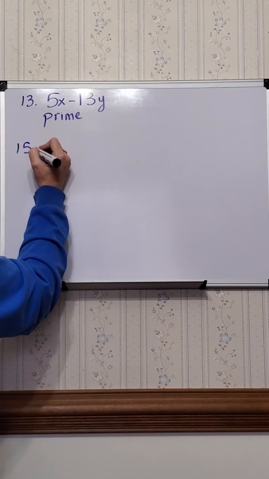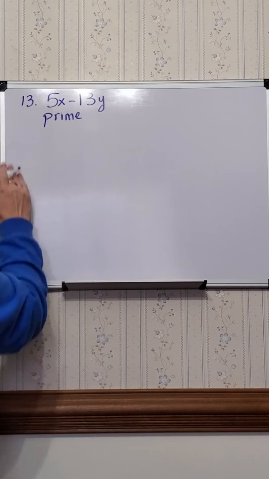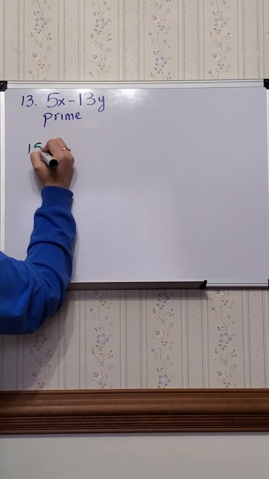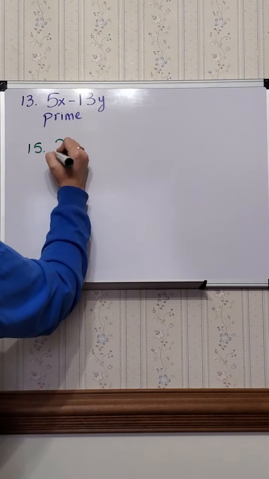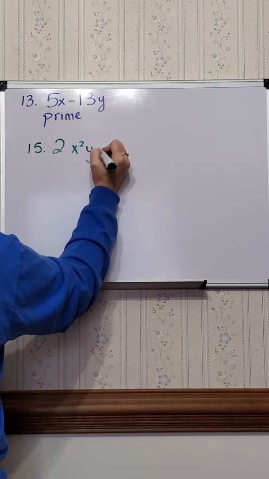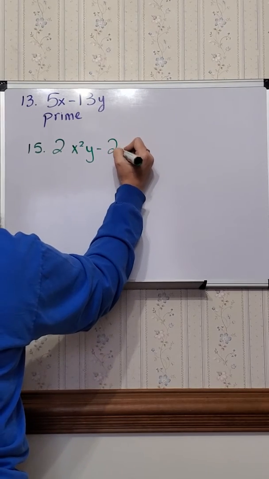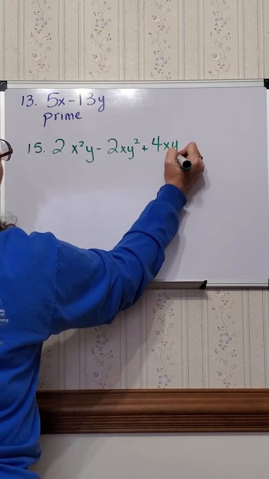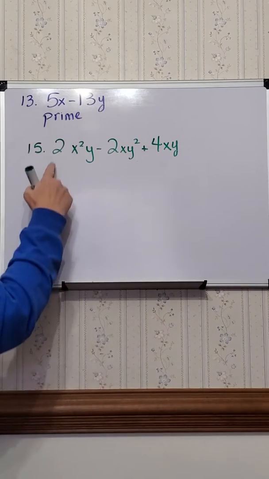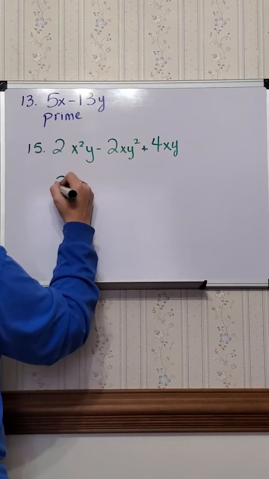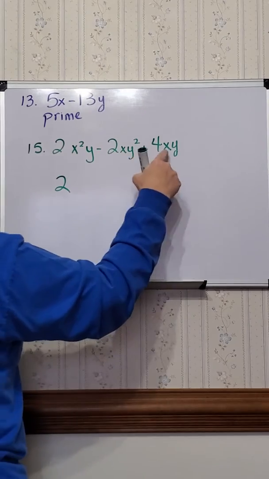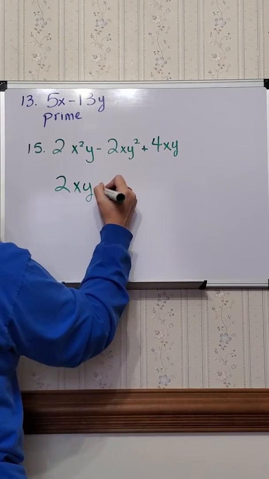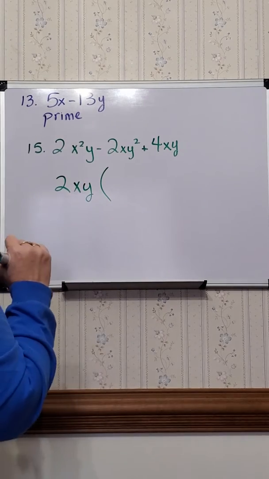All right, let's look at 15. Let's switch colors so it's easier to see. You know I like my colors. All right, 15, we have 2x squared y minus 2xy squared plus 4xy. So I look at my numbers first. I can pull a 2 out of there. I have an x in every one of those. I can pull an x out. I have a y in every one of them, so I can pull a y out. So let's see what we get left with.